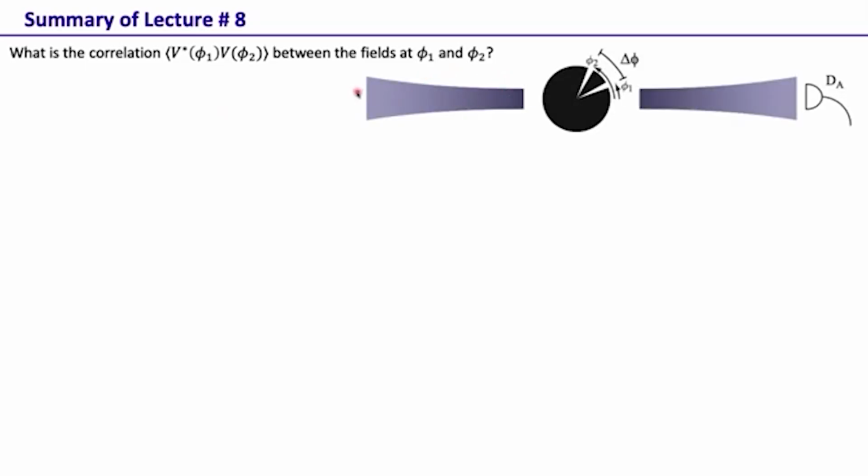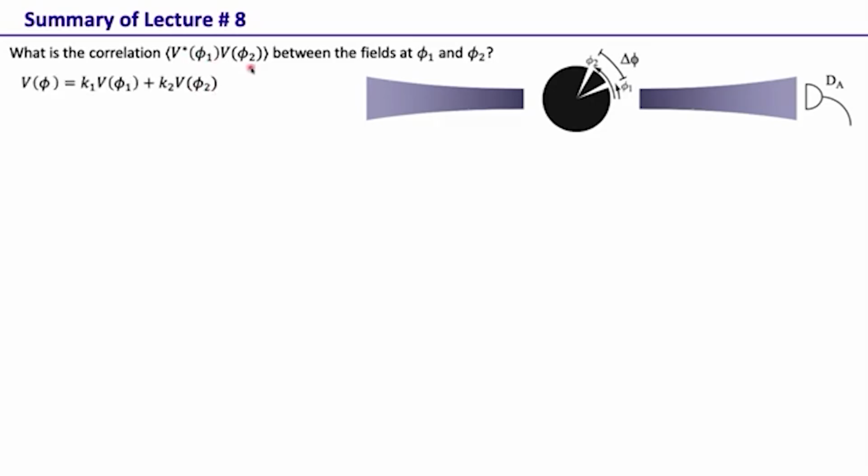The way to define this is, suppose we have an incoming field. We are interested only in looking at the field correlation at angular locations, and one way to define these angular locations is by putting an aperture in the form of a double angular slit. The angular position of the first slit is phi 1, and the angular position of the second slit is phi 2.